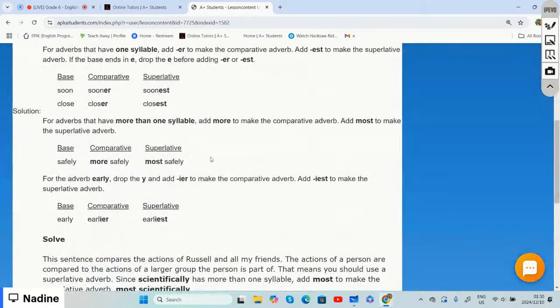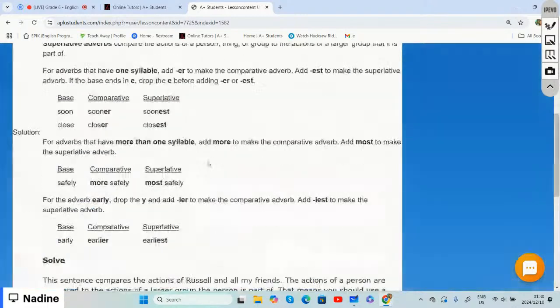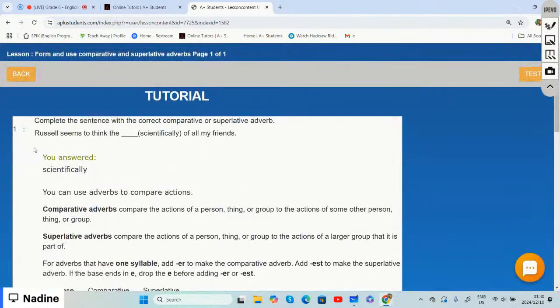All right, so now we're going to look at our examples. We need to add the correct comparative or superlative adverbs, either by adding more, most, or dropping the Y and adding IER or IEST.